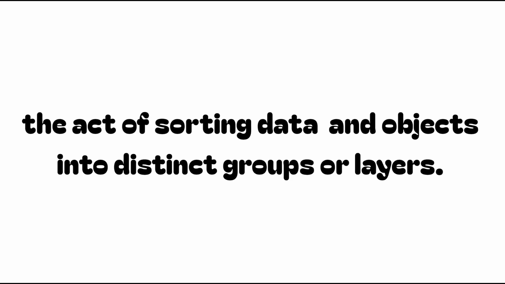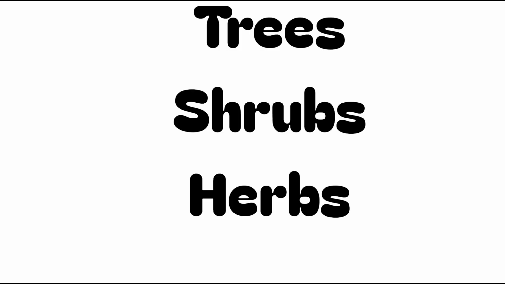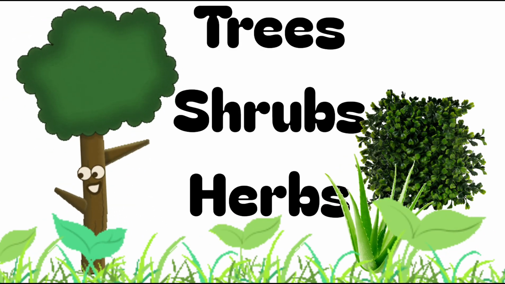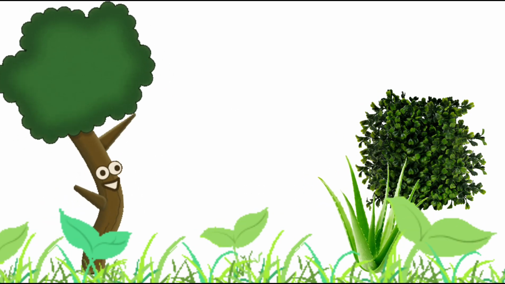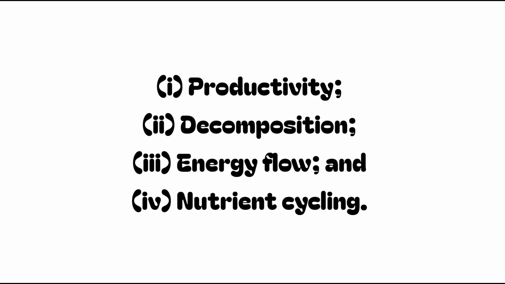The vertical distribution of different species occupying different levels, what is it called? Stratification. What is stratification? Vertical distribution of different species at different levels, that is stratification. For example, trees occupy the top vertical stratum or layer of the forest, shrubs the second, and herbs and grasses occupy the bottom layer. The components of the ecosystem are seen to function as a unit when you consider the following aspects.